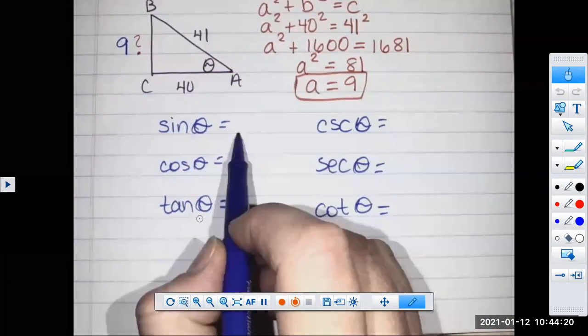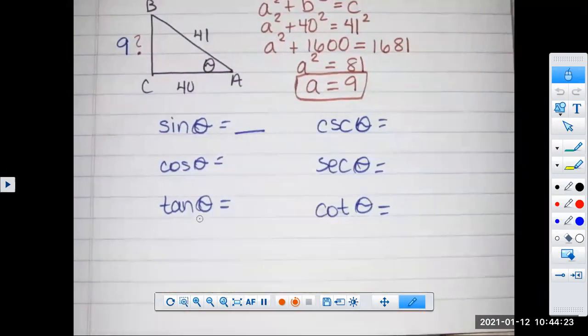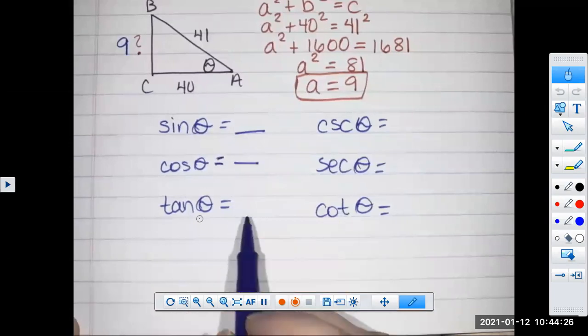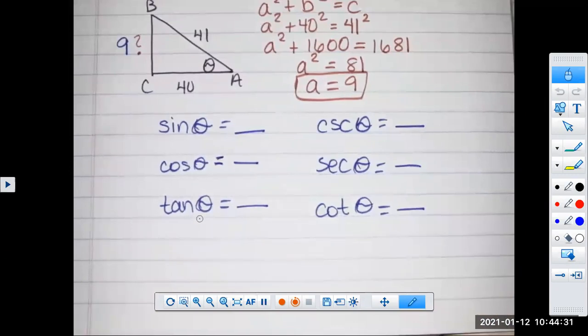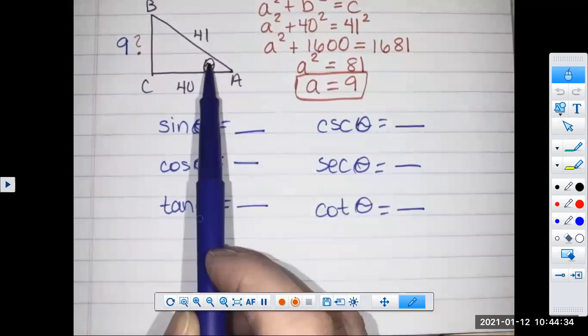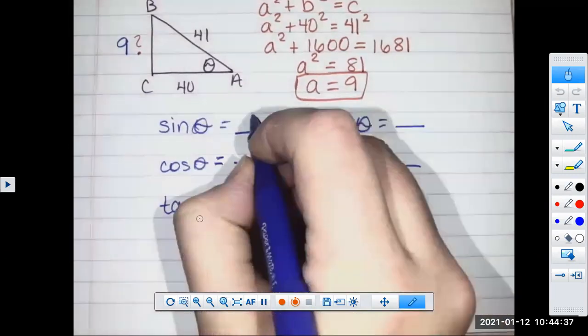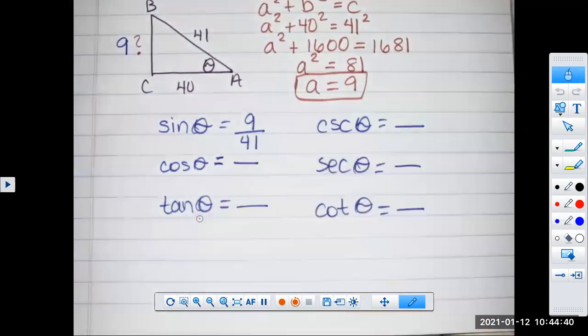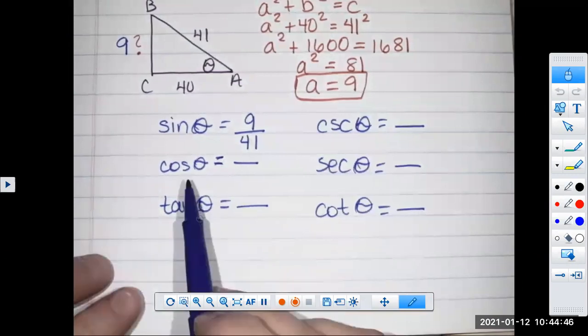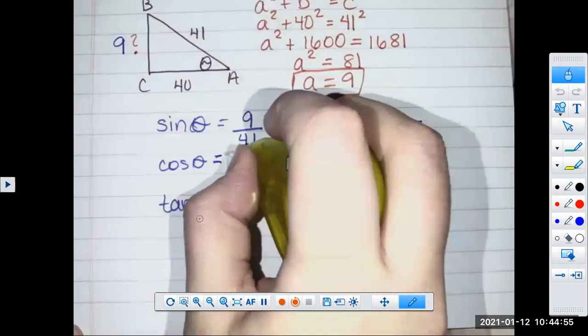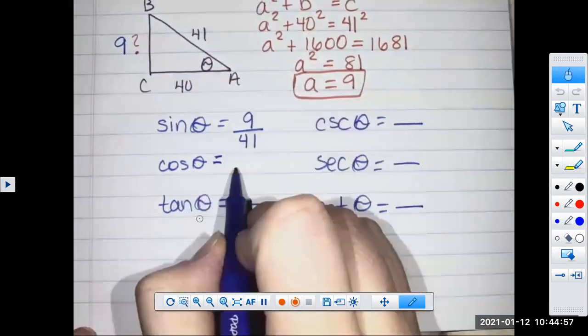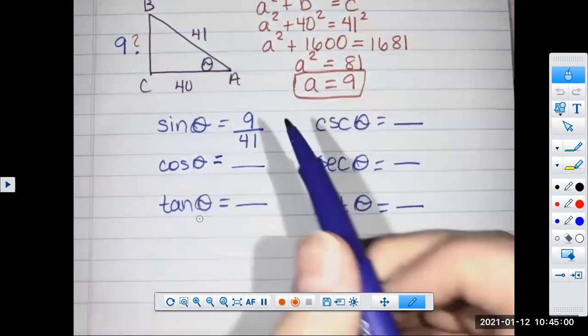What is the sine of theta? Opposite over hypotenuse. The side opposite. There you go. The side opposite theta is 9. The hypotenuse is 41. And make sure, of course, you reduce any fractions or rationalize when you have to. Cosine of theta is what? What's your adjacent side? 40 over 41.